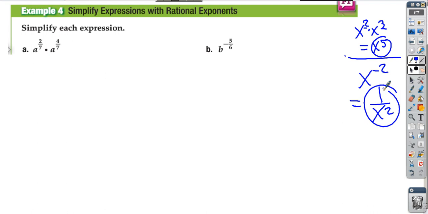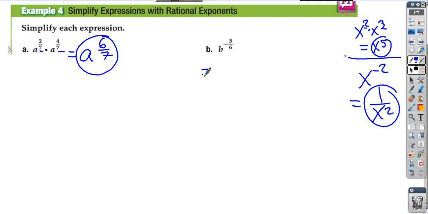So we just need to add, in this case, 2 sevenths plus 4 sevenths, and that's the same as 6 sevenths. And that is really as much as you can simplify it, 8 to the 6 sevenths. You can't really do anything more than that.